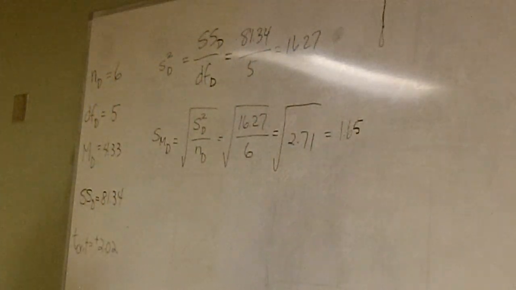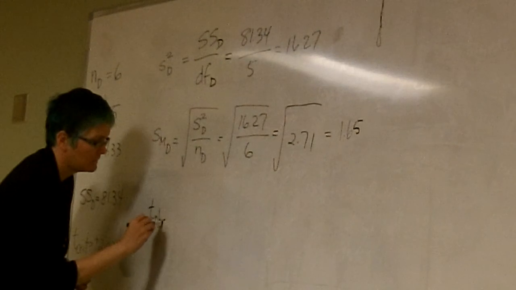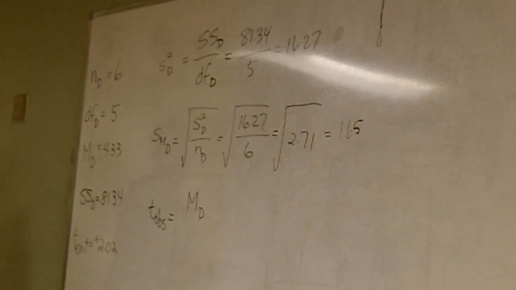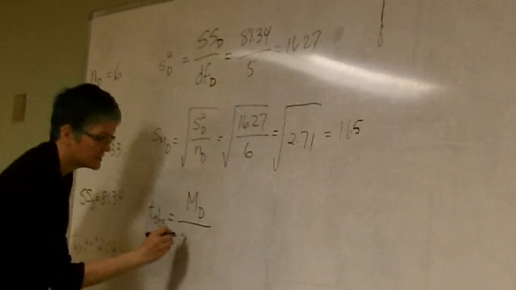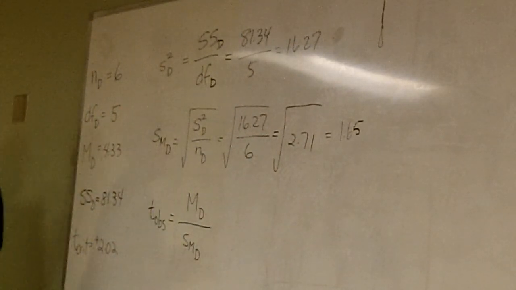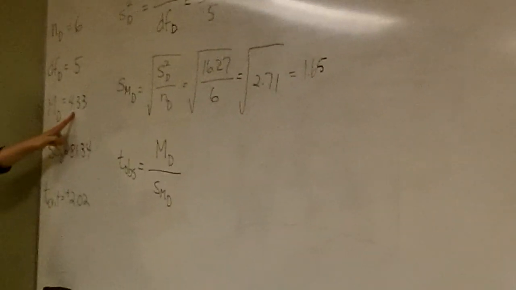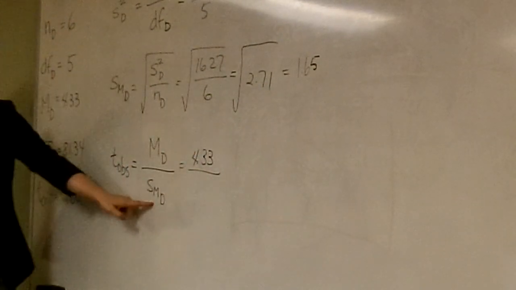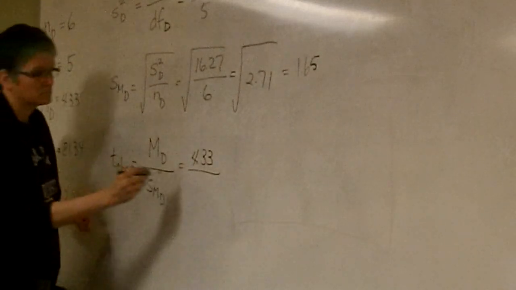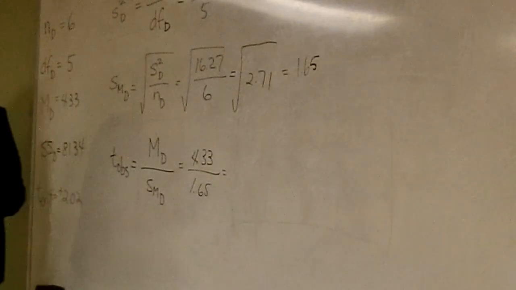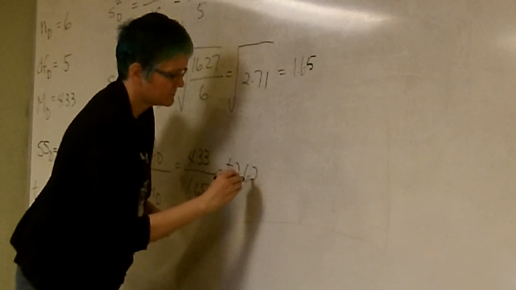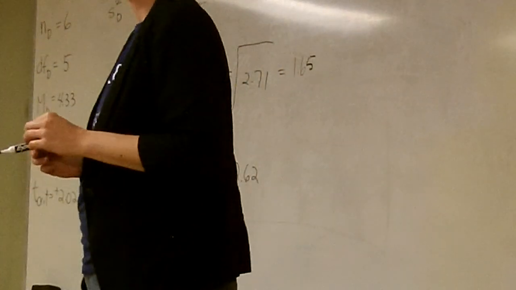Now we're going to go for t observed. Formula for t observed: we have a mean difference, which is the mean of the difference scores, over our estimated standard error. We know what our mean difference is because we already calculated that. We know our estimated standard error because we just calculated that. So what is 4.33 divided by 1.65? Positive 2.62. Okay. So that's my observed value.